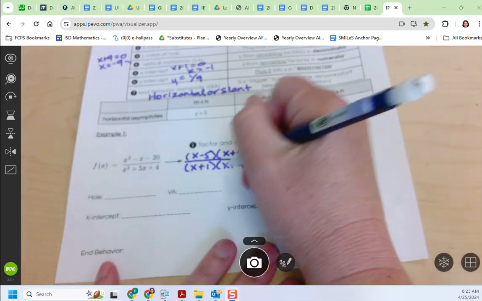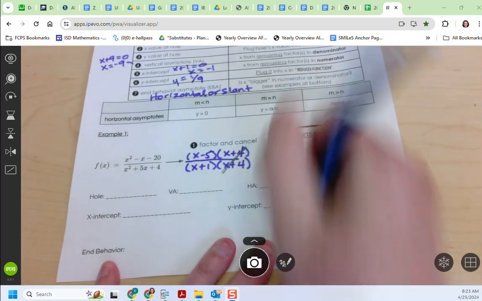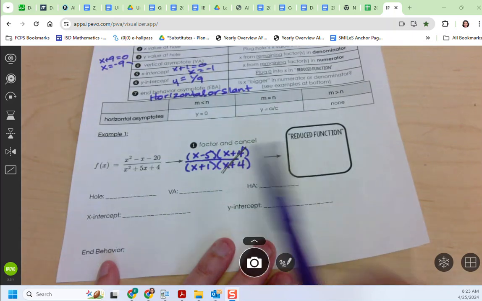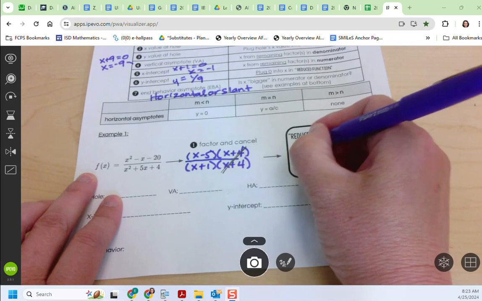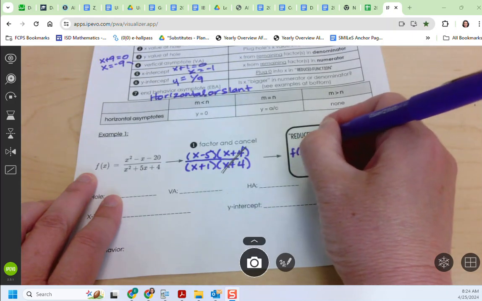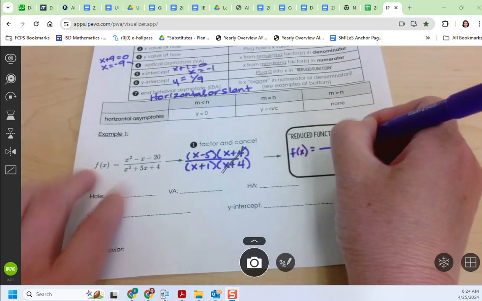So we need to cancel this one out. And then you write your reduced function. That's the one after you've canceled it out. It should start with y equals or f of x equals. And then what's left?